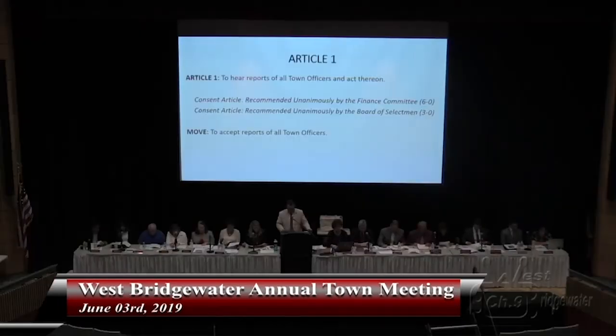Move that the town consider and approve Articles 1 and 2 as printed on the warrant as a single consent article. Then I need a second. Is there a second? Second. From there, it's the Finance Committee's recommendation. Finance Committee. Recommended unanimously by the 6 members present. Once they give their input, then it's the Board of Selectmen's feedback. Board of Selectmen. Recommended unanimously by the Board of Selectmen.